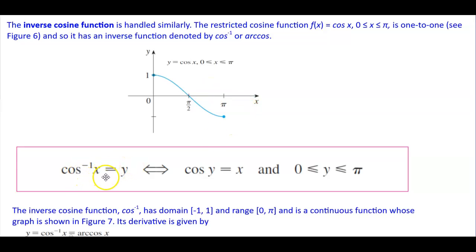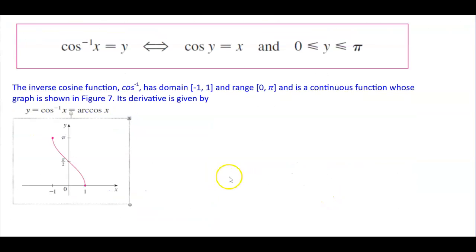So cosine inverse of x is equal to y implies that the cosine of y is equal to x, and that y, the angle for cosine, is between 0 and pi, inclusively. Now the inverse cosine function, cosine inverse, has a domain from -1 to 1. So you can see here it goes from -1 to 1, and the range goes from 0 to pi. And it is a continuous function whose graph is shown here.